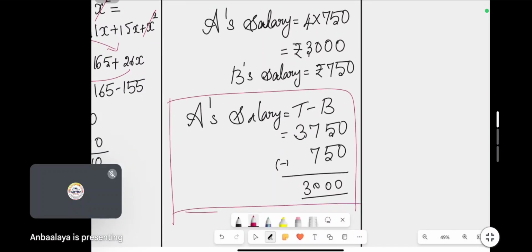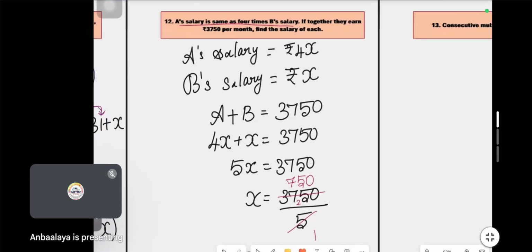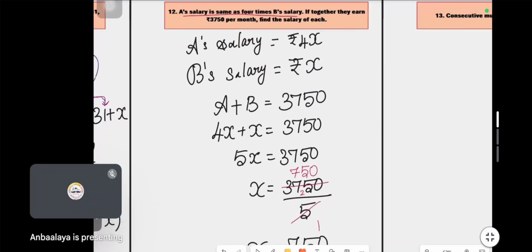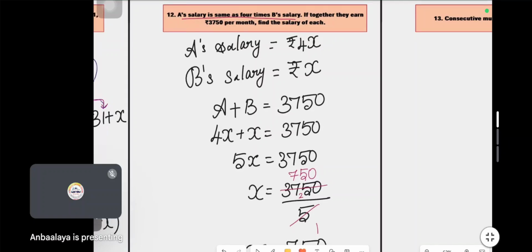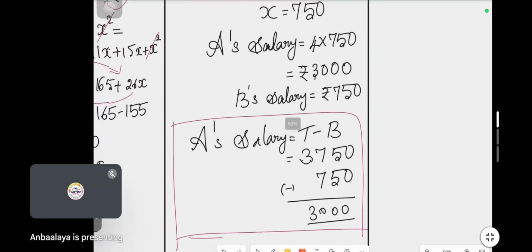Okay, so first take a screenshot of the first half. This is your second half.